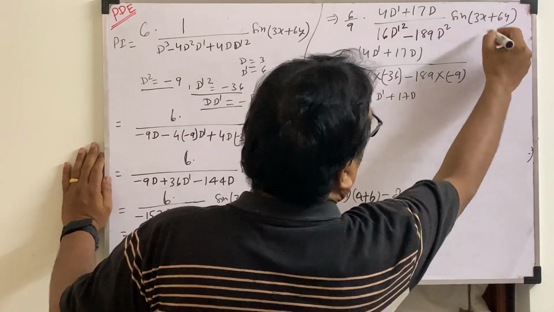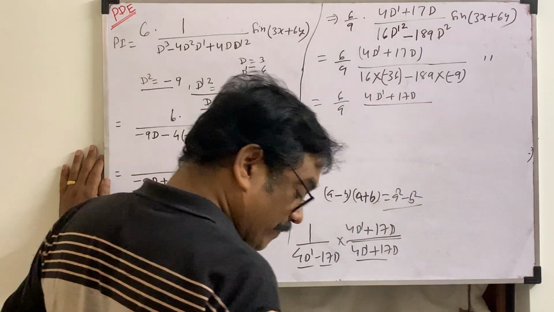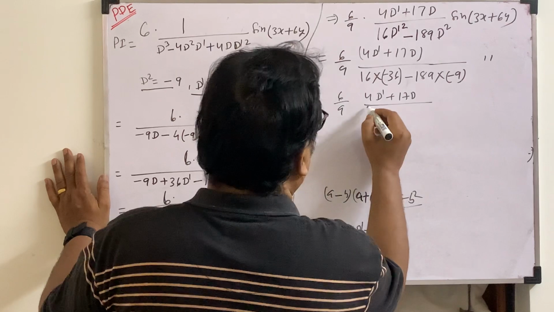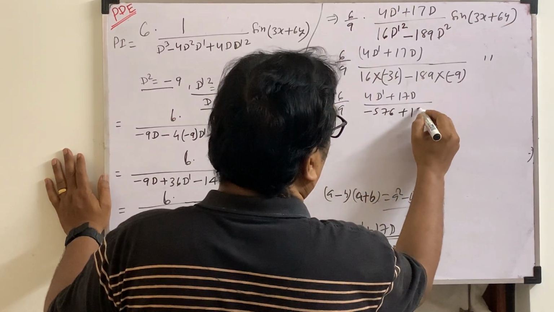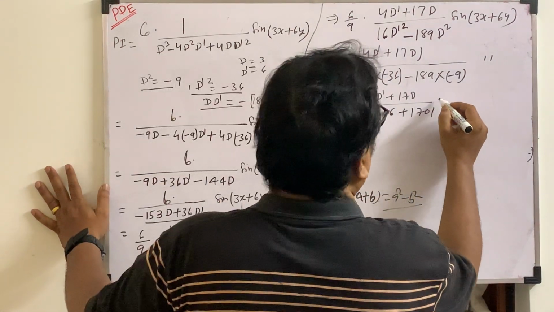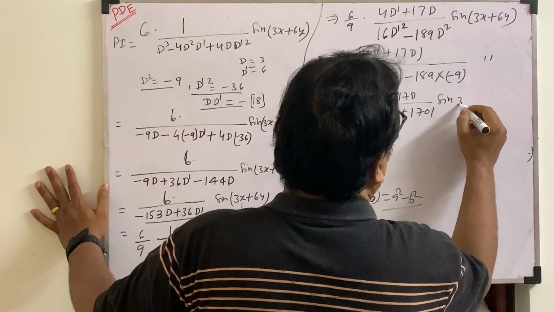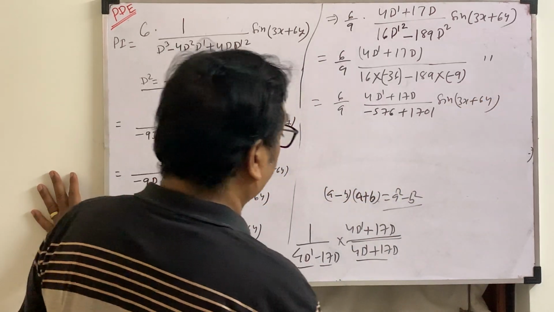This will carry here. Then here it will come 576 minus 576 plus 1701. I think so, 1701. Okay. Then this sine 3x plus 6y. Okay. Now what do we have to do? Look here.